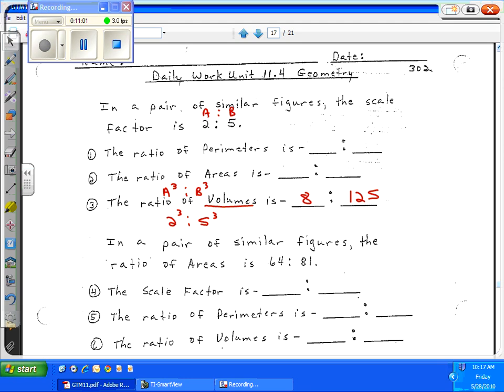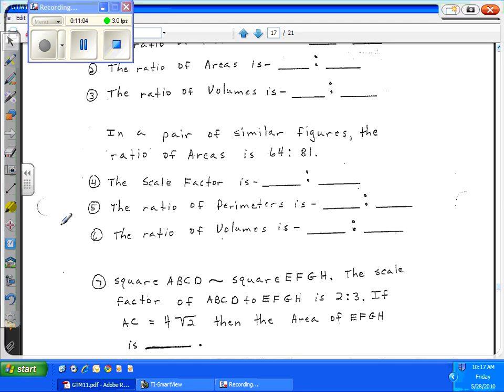When we look at the second set, we're talking about ratio of areas. The ratio of areas is A squared to B squared. So if we want to find A and B, we can say A squared equals 64, B squared equals 81, find our A and B, and then plug them in to get 4, 5, and 6. Okay? Remember that?